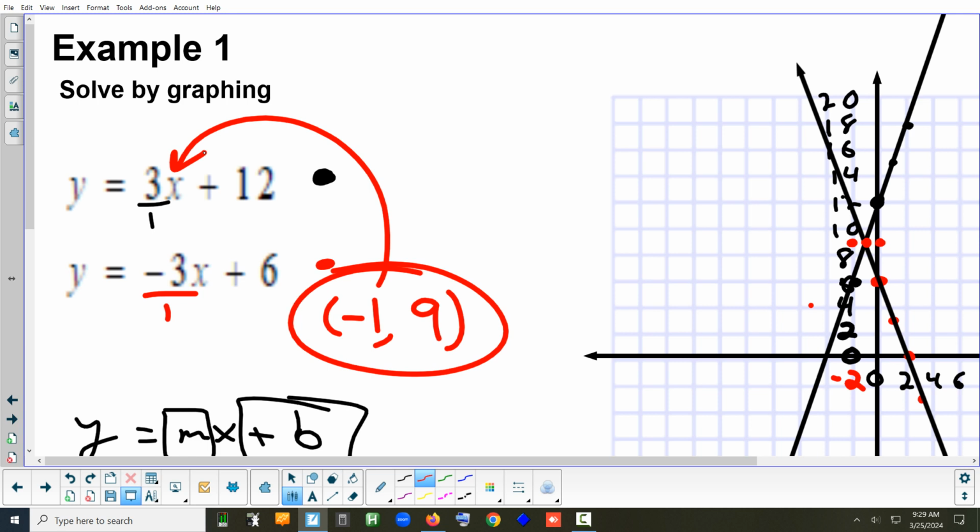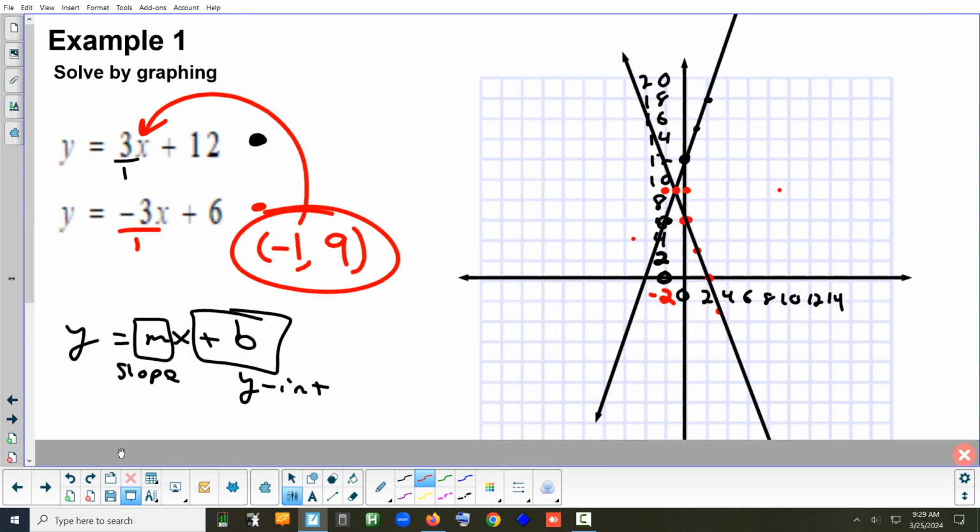All right, so any question on that one? Just remember, it's all with graphing. You're just trying to see where the two lines cross each other.